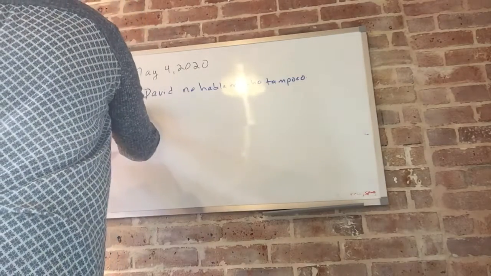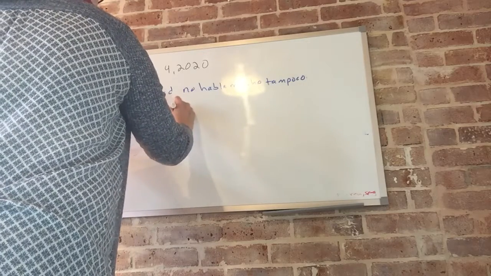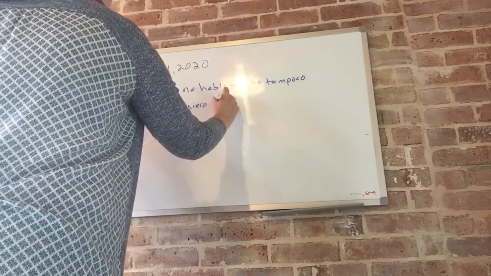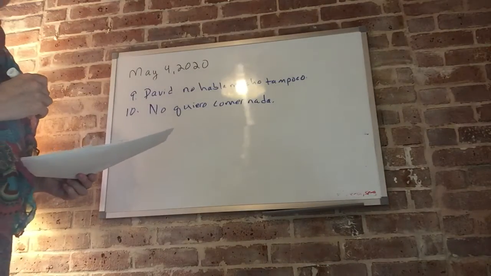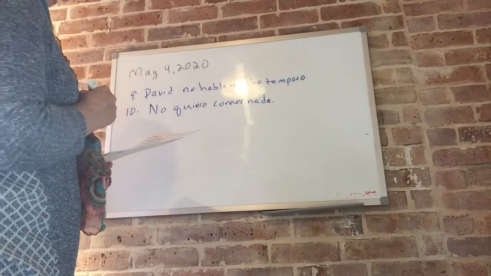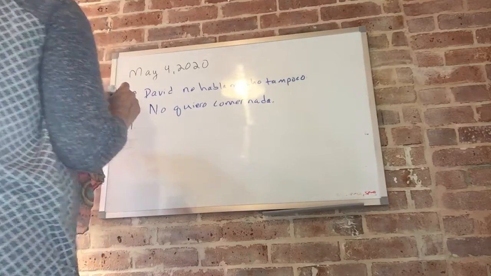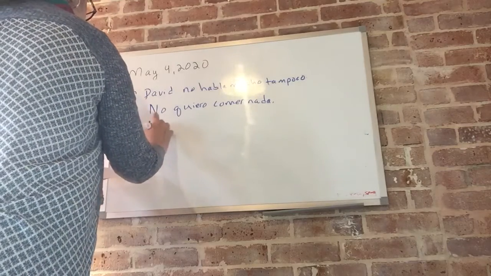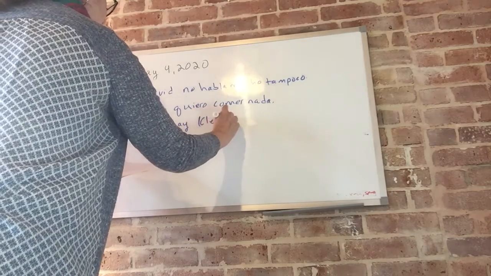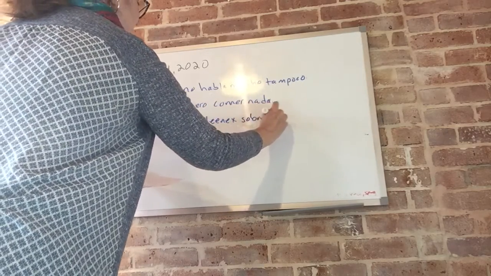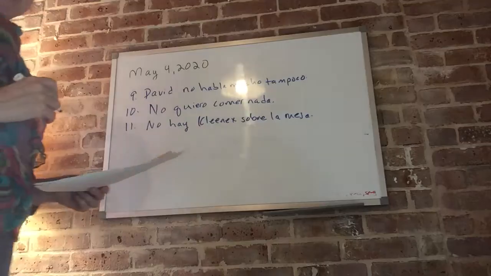Number 10, I don't want to eat anything, so you can pause the video. And right, no quiero comer nada. No quiero comer nada. The number 11, there's no Kleenex on the table. So you can pause the video. So right, no hay Kleenex sobre la mesa.